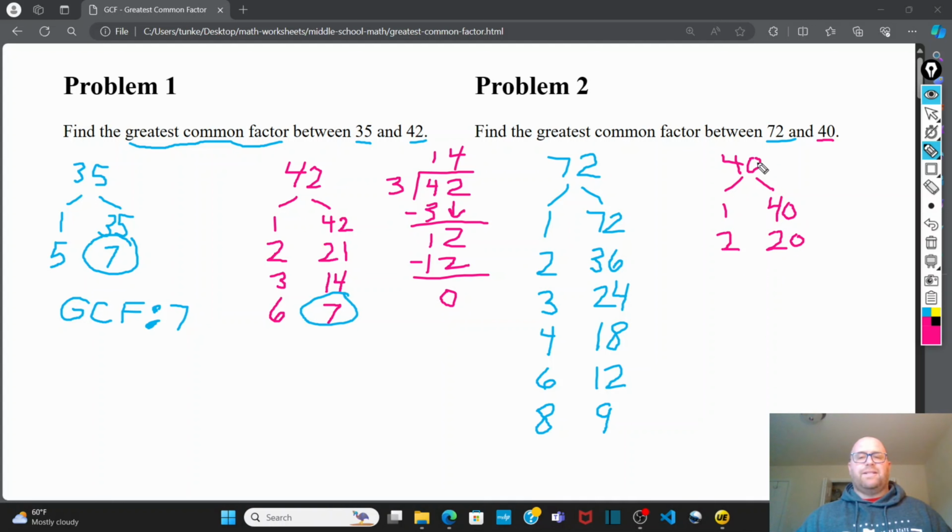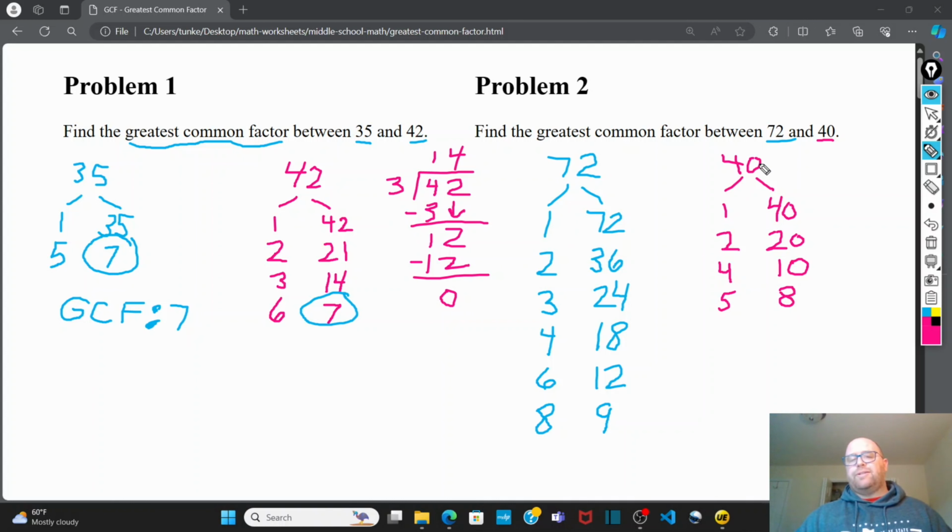4 plus 0 is 4. That's not divisible by 3, but it is divisible by 4. 4 times 10 gives me 40. It ends in a 0, so it's divisible by 5. If I divide 40 by 5, I get 8. It's not divisible by 3, so it won't be divisible by 6.